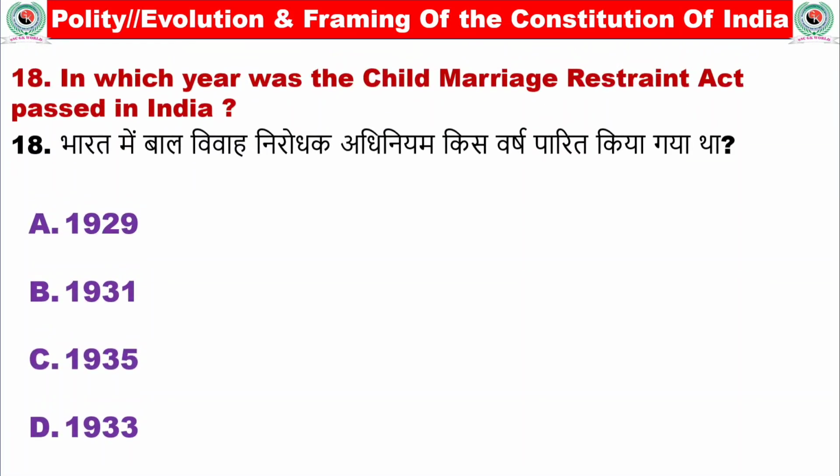Next, in which year was the Child Marriage Restraint Act passed in India? The correct answer is option A. 1929.